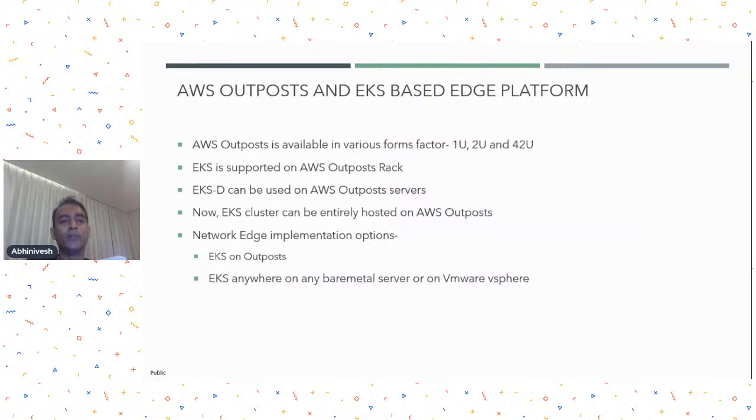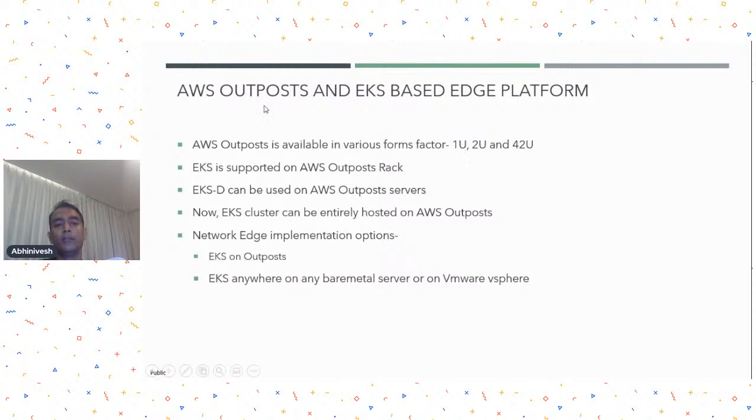In the past, I was involved in one project where we implemented an AWS Outpost and EKS based edge platform. How does it work? Outpost, as I said before, is a ready-to-run kind of server. It comes in various form factors. 1U and 2U were recently launched, but 42U is a full-size, 80-inch rack. That was always available, but these are new ones.